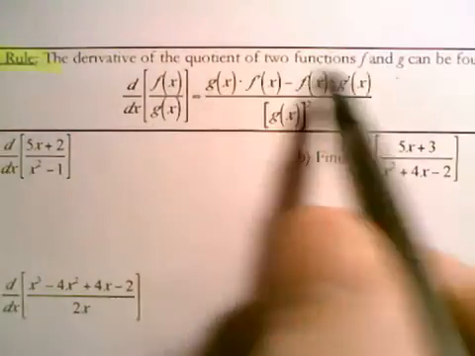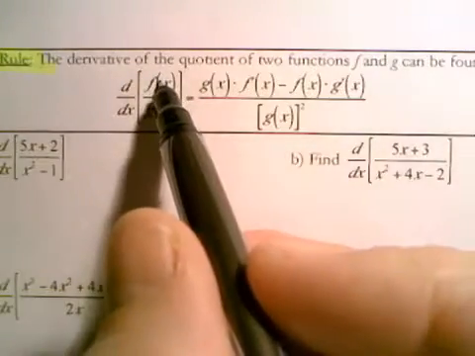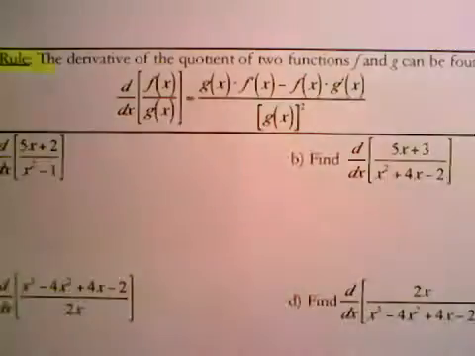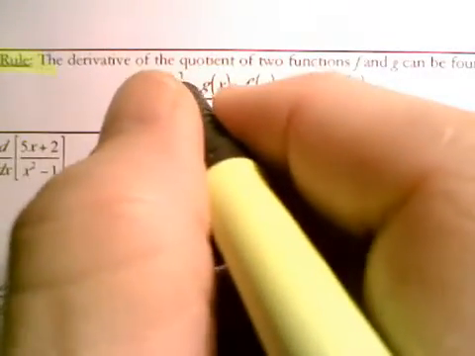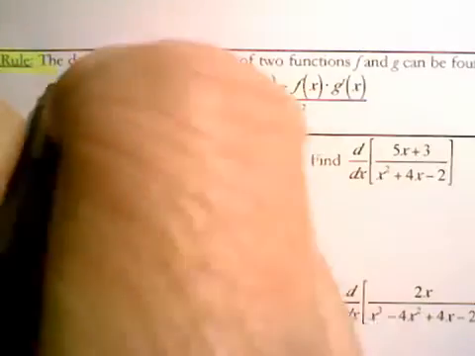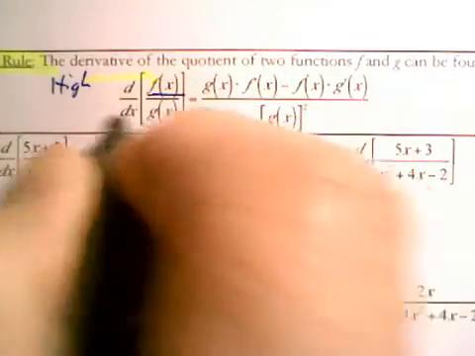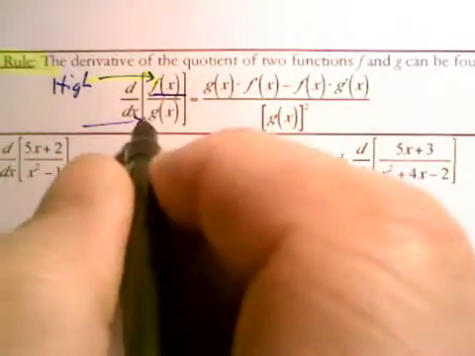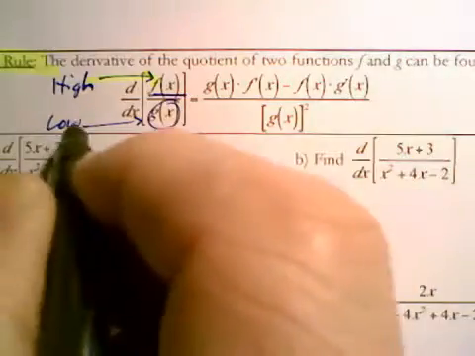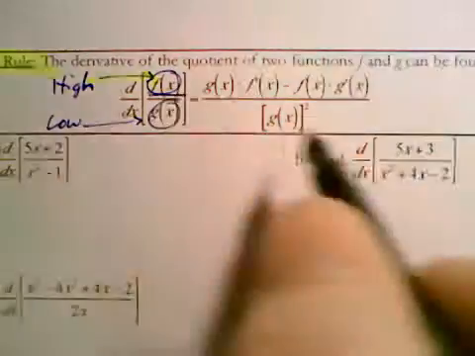The derivative of the quotient of two functions f and g can be found by using this formula. f of x is the numerator and g of x is the denominator. Notice, the numerator is the one up here, but we call it the high. I'm getting to the mnemonic here, a little saying that helps you remember. And then down here is low. So g is the function that we call the low function, and f of x is the function we call the high function.